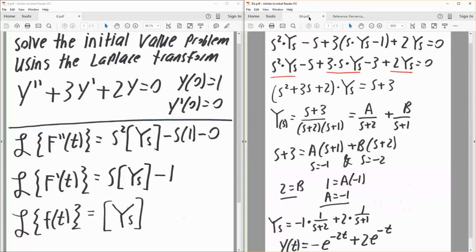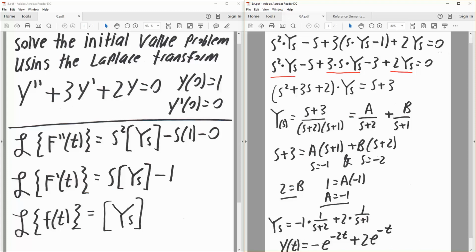The next thing we're going to do is simply plug in these values respectively. For y'' we plug in this, for 3 times y' we plug in this, and Y for y. What we get is s squared times Y(s) minus s, plus 3 times s times Y(s) minus 1, plus 2 times Y(s), is equal to 0.